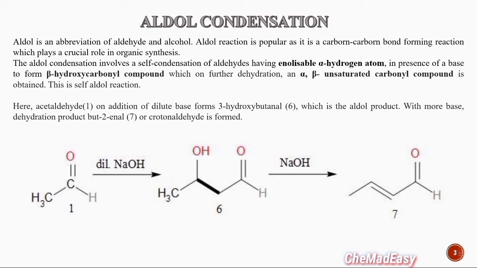So if you use a dilute base, the reaction stops at number 6. But if you sometimes use excess base, or the strength of the base is a little higher, that can lead to structure 7, crotonaldehyde, which is more common. So this is all for concept 1. We will deal with the mechanism of the aldol reaction in concept 2. Thank you.